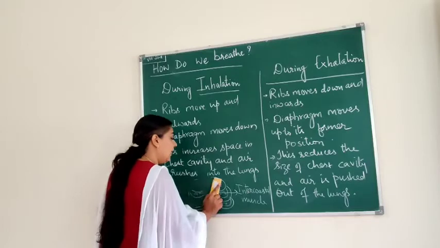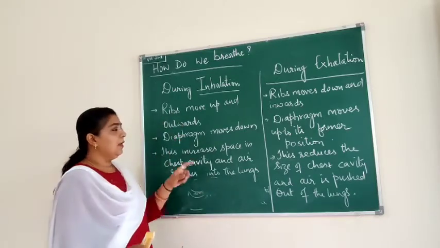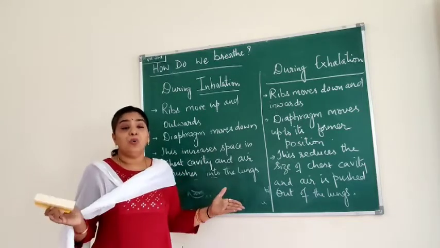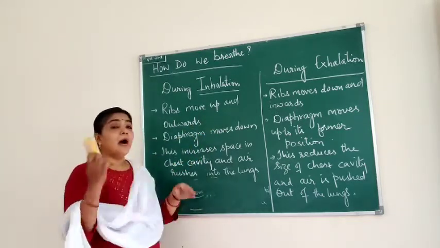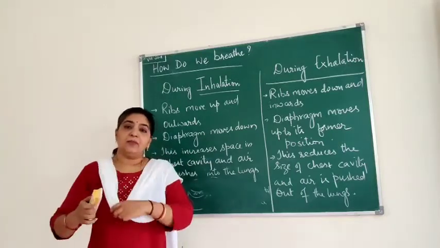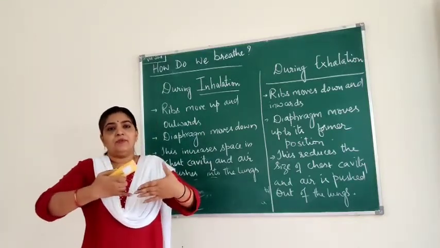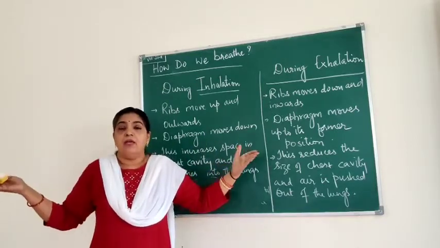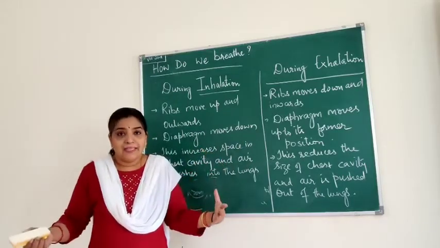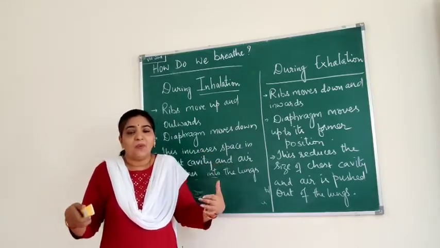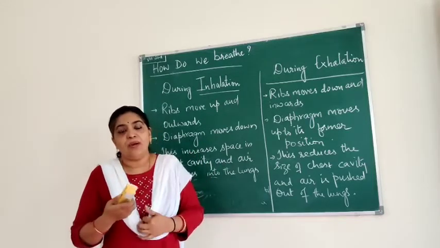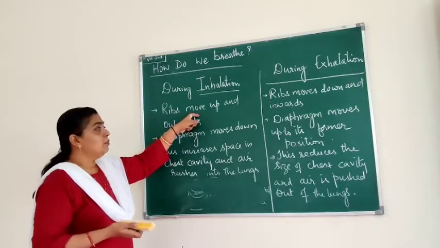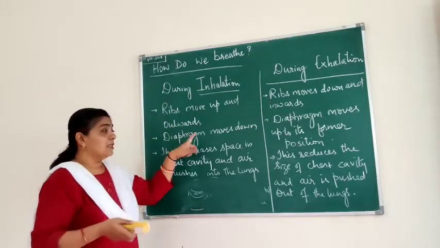When we inhale, the ribs move up. They move up and outwards. Okay, right? That means the rib cage has to swell. The ribs will move up and outwards. It has to move like this so that the lungs will expand. So just do it at home and see what changes take place when you inhale. You can touch and you can feel that. Ribs move up and outwards.